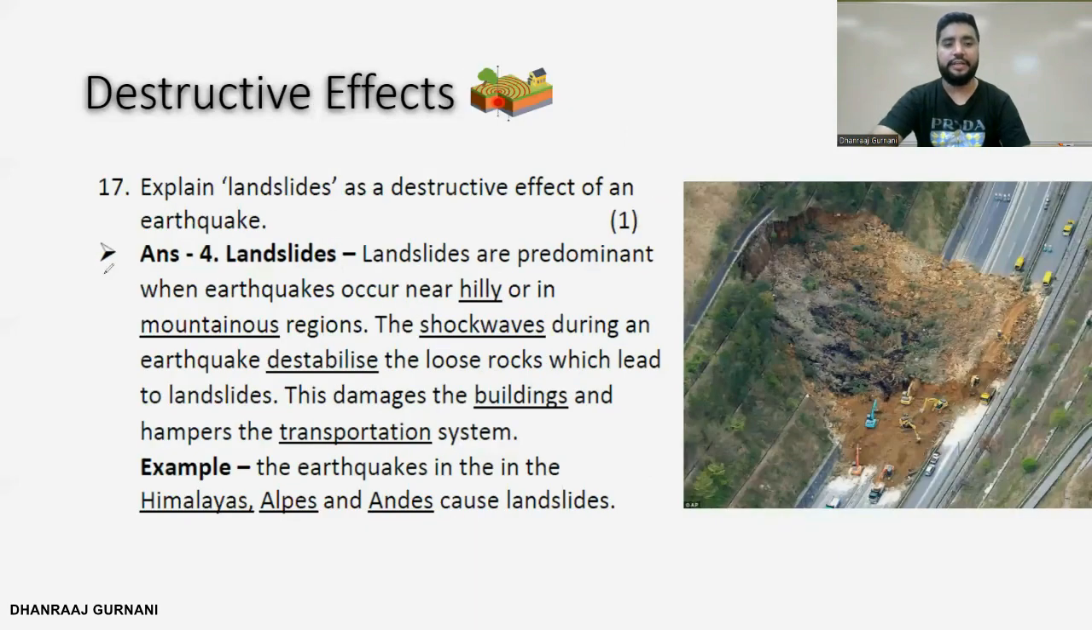Fourth destructive effect, landslides. Here is an image of landslides as well. Landslides are predominant when earthquakes occur in hilly or mountainous regions. For a landslide to occur, an earthquake has to occur in a hilly or a mountainous region. The shock waves during an earthquake destabilize the rock material. They destabilize the loose rocks, which leads to landslides. This damages the buildings and hampers the transportation. For example, the earthquakes in the Himalayas, the Alps, and the Andes cause landslides.